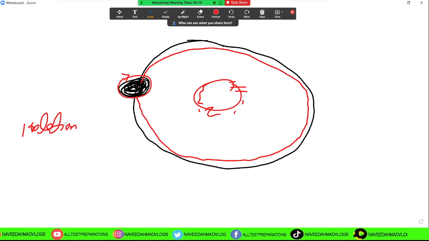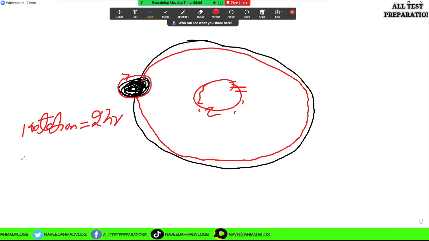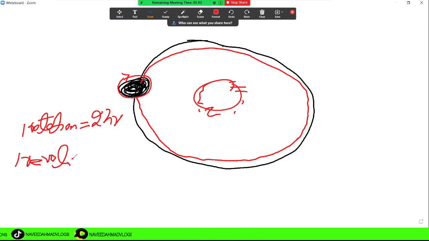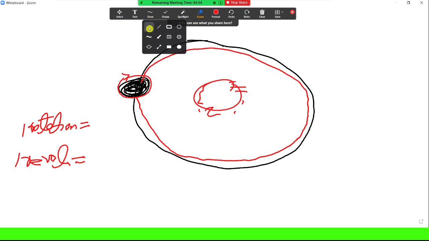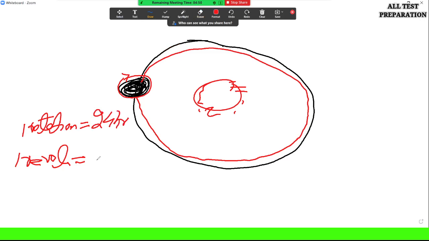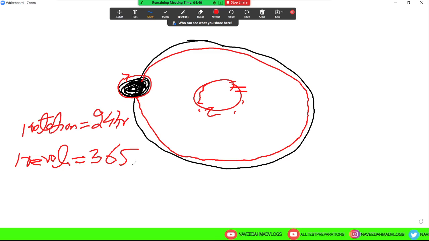One rotation will take 24 hours, and one revolution will take a year. Is that 365 days? Yes, but a year is actually not exactly 365 days. It is actually 365.25 days.